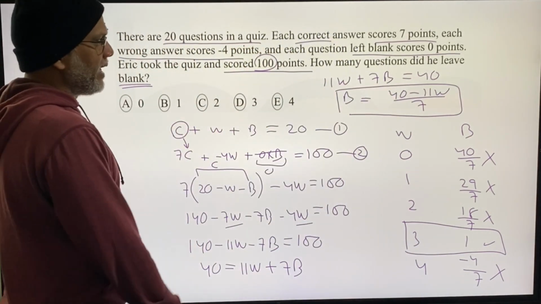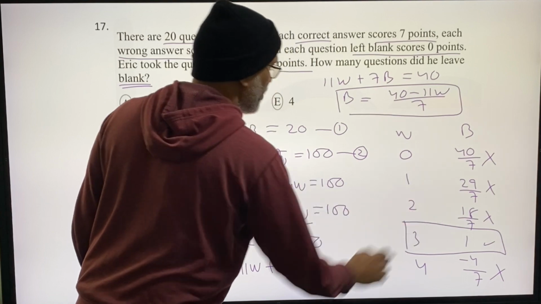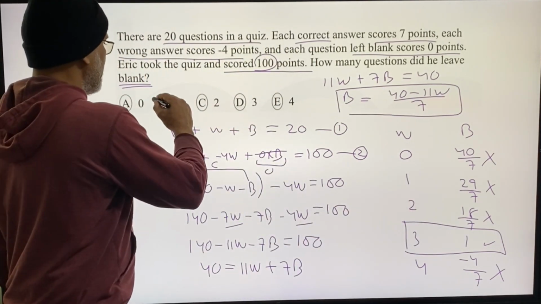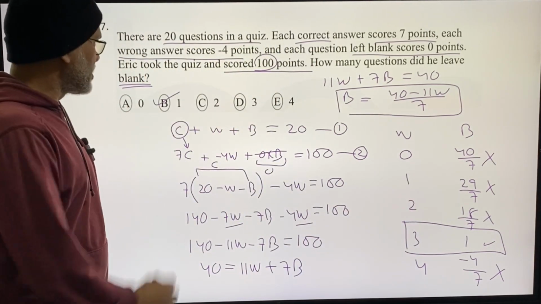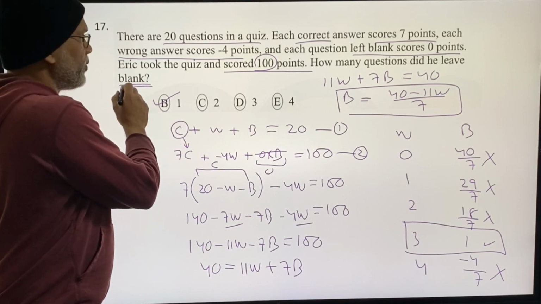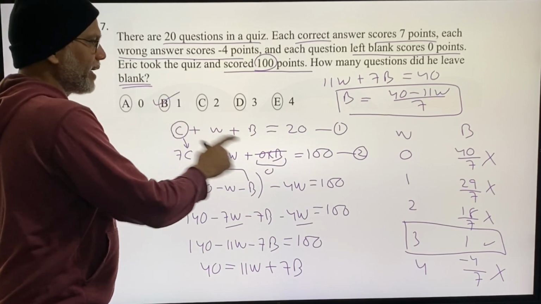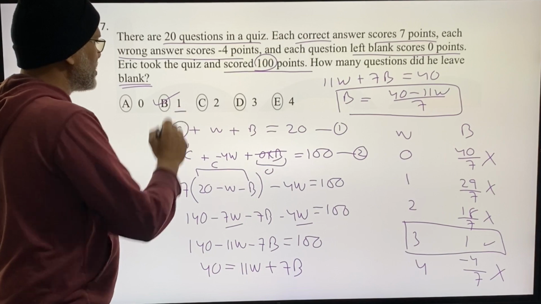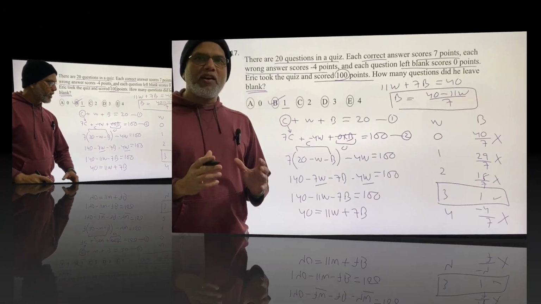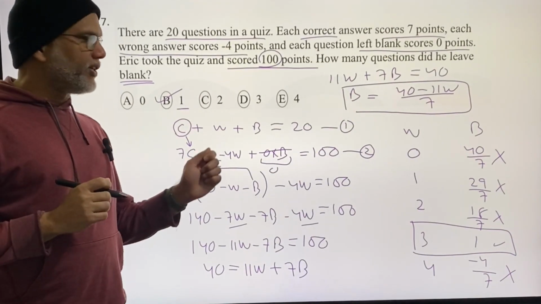That means he got 3 questions wrong and 1 blank. Then B is the correct choice. It is asking how many questions he left blank, and he left 1 question blank, so B is the correct choice. All right, I actually wanted to make a point here.